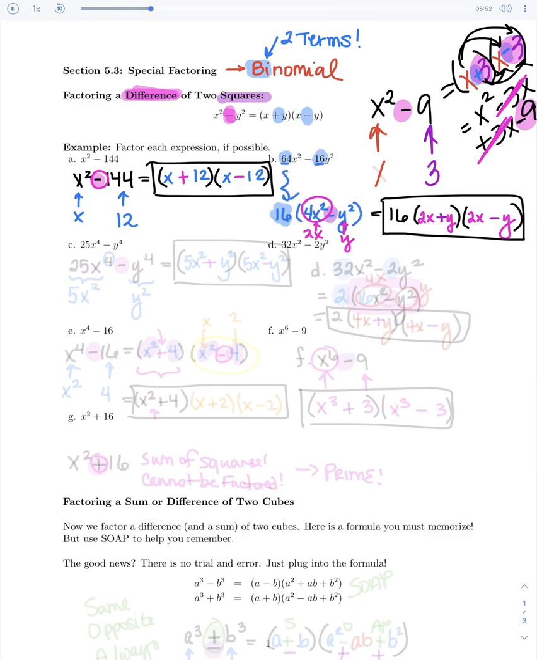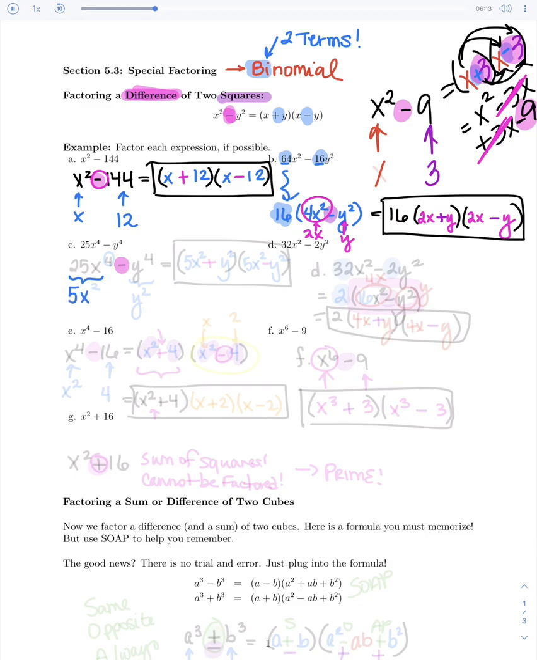Let's take a look at C. On C, let's see what we have. We do have a difference. We're thinking that they're squared because both exponents are divisible by 2. So let's take a look. What do we have that's squared in the first piece? Well, we can square a 5 to get the 25.